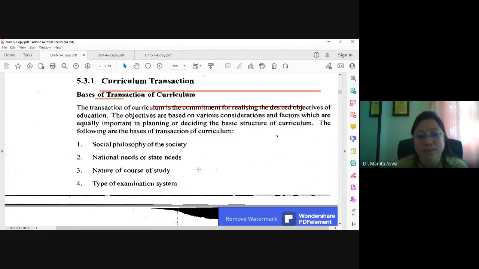What kind of course is that? The nature of the course also determines the transaction of the curriculum. For example, if it is a language subject, how are you going to transact that? In any language, you can develop role plays, certain kinds of shows, and conversation exercises. But if it is a science course or a mathematics course, more demonstration is needed in science.